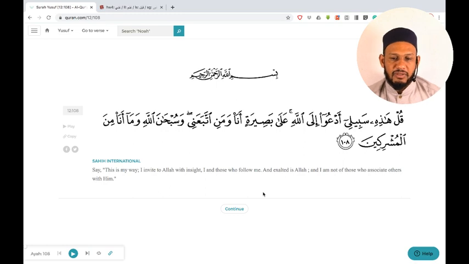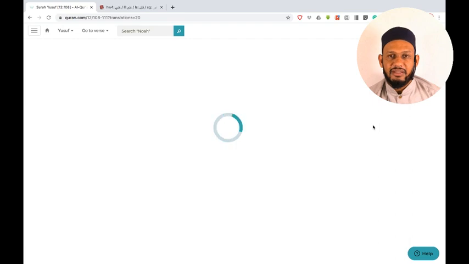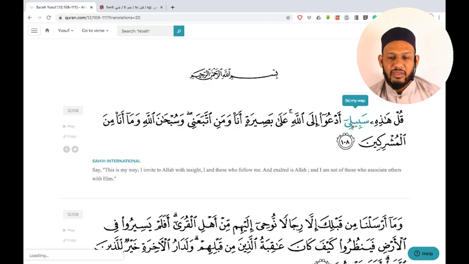For example, it's opening here, and it says here, قُلْ هَذِهِ سَبِيلِي. Sabil means path, and ee means my. هَذِهِ سَبِيلِي means my path.